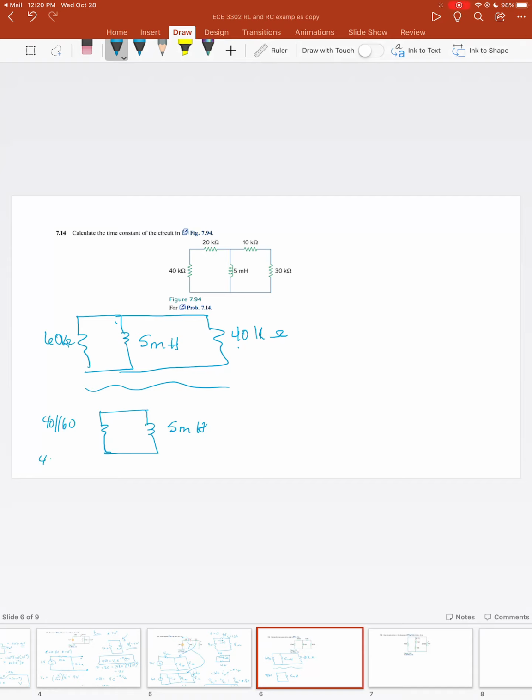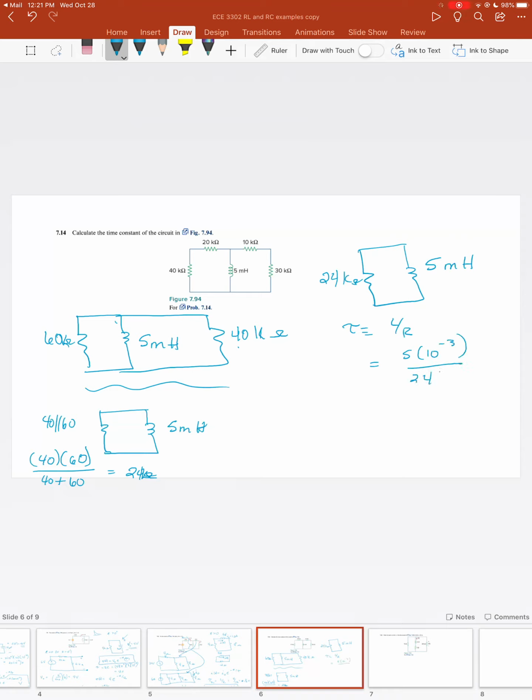And if I do a quick calculation on that, that's going to be 40 times 60 over 40 plus 60, which I believe gives you 24 ohms. So our final circuit, and then it's kilo ohms, I'm still in kilo ohms. So our final circuit has 24 kilo ohms and 5 millihenries. So tau, which is L over R, will be 5 times 10 to the minus third over 24 times 10 to the third.